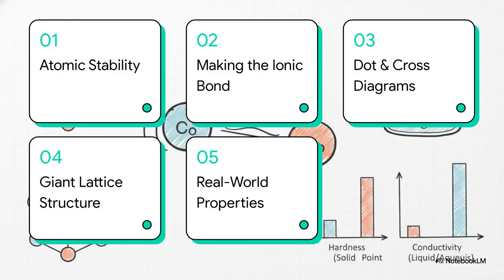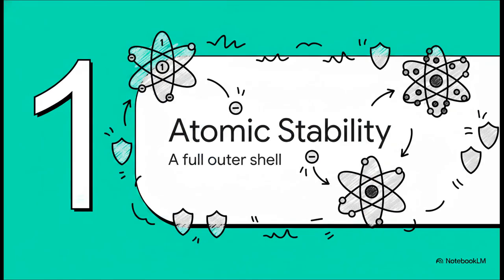Here's our roadmap for today's explainer. We're taking a micro to macro journey. We'll hit the quest for atomic stability, making the ionic bond, dot and cross diagrams, the giant lattice structure, and finally, real-world ionic properties. We're starting with single atoms and building all the way up to the physical reality we interact with. Okay, Section 1, the quest for atomic stability and the drive for a full outer shell.